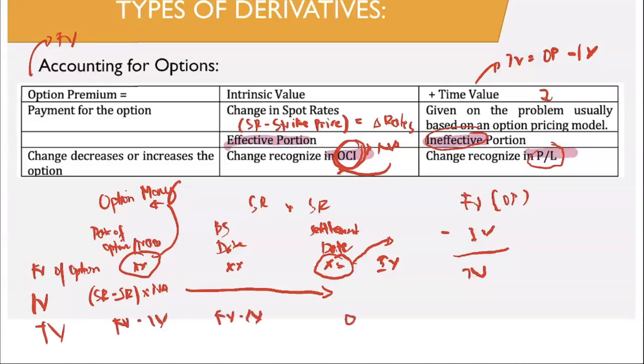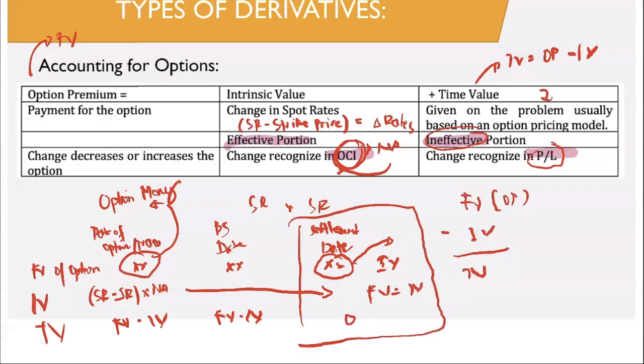At the end, this is zero. Why? Because we said fair value is equal to your intrinsic value at your settlement date. Therefore, the time value should be zero.